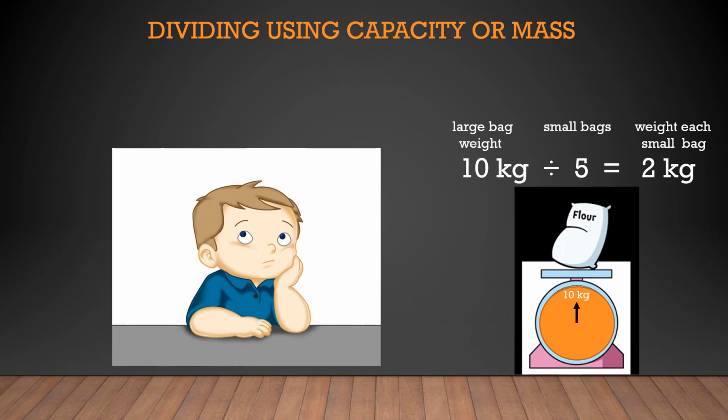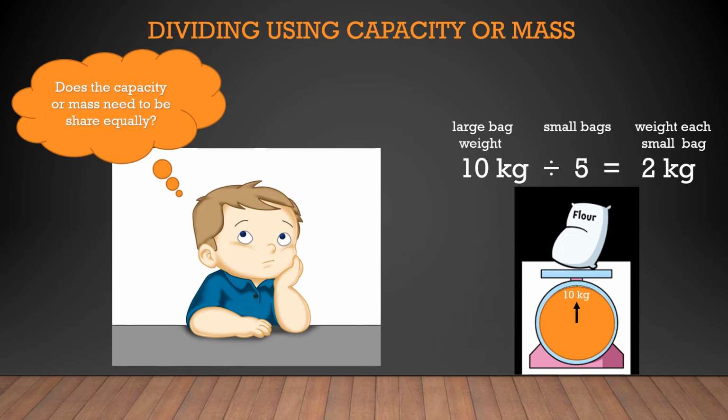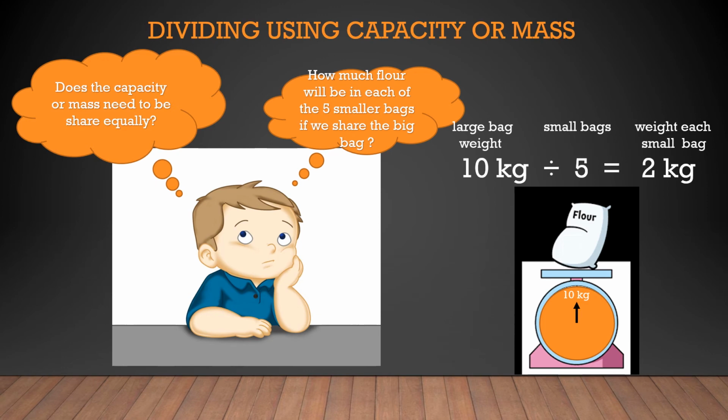So now let's talk about dividing using capacity or mass. You'll notice here in the picture we have a bag of flour, a large bag of flour. In this case, we ask ourselves, does the capacity or mass need to be shared equally? Well, it will if we ask ourselves, how much flour will be in each of the 5 smaller bags if we share the big bag? In this case, the big bag is the 10 kilogram bag of flour, and we're going to share it between 5 smaller bags. How much will each small bag of flour weigh?